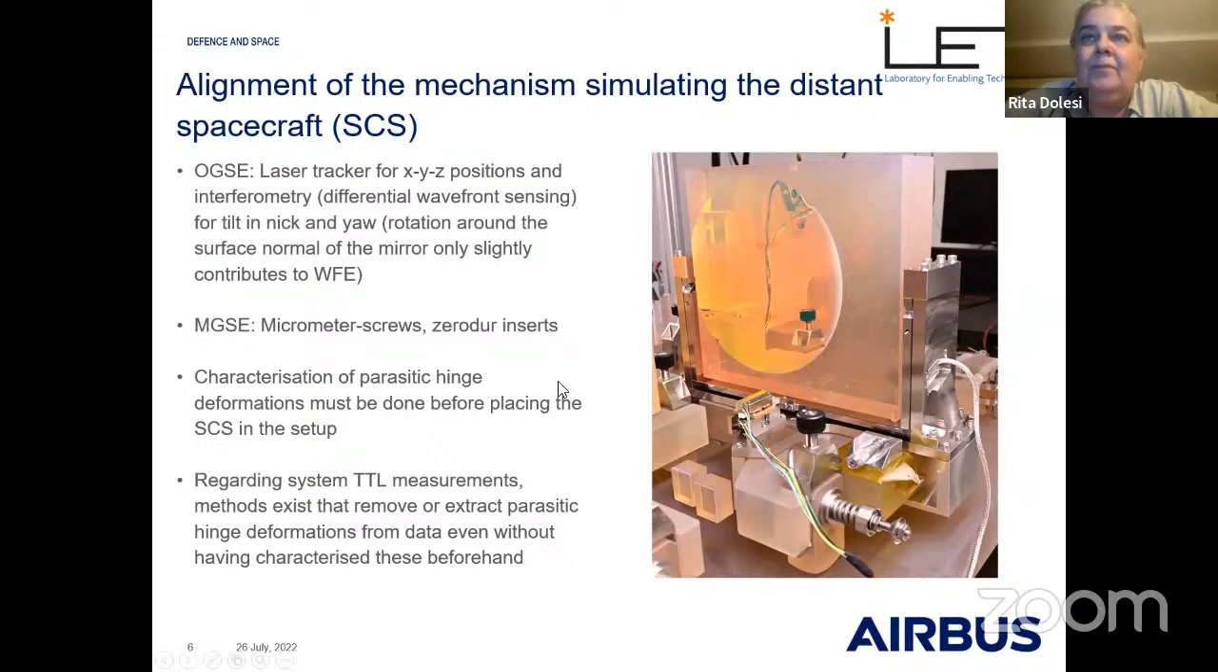The characterization of the parasitic hinge deformation that always occurs using these hinges can be done before placing the mechanism in the setup. However, if you look at TTL measurements later, you can use certain measurement protocols that ensure that the parasitic motion of the spacecraft simulator mechanism doesn't contribute to the system TTL. And you can furthermore extract the parasitic effects caused by the in-field pointing mechanism, so the mechanism used for beam pointing. If you have questions about this, I'm happy to answer them later.